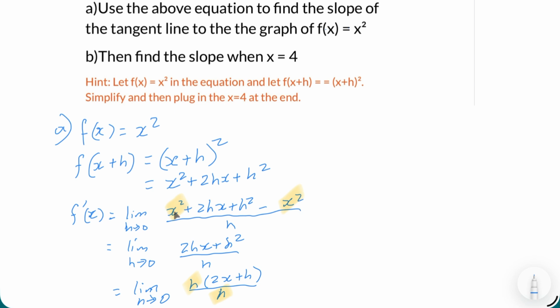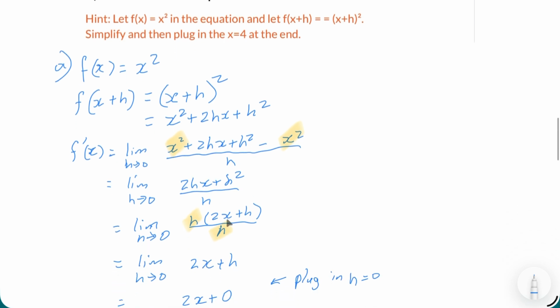Note that the x squared and the minus x squared undo each other. So we are left with, and that is over h, by the way, the limit as h approaches 0 of 2hx plus h squared all over h. Now we factor the h from the top, and so we have the limit as h approaches 0 of h bracket 2x plus h all over h.